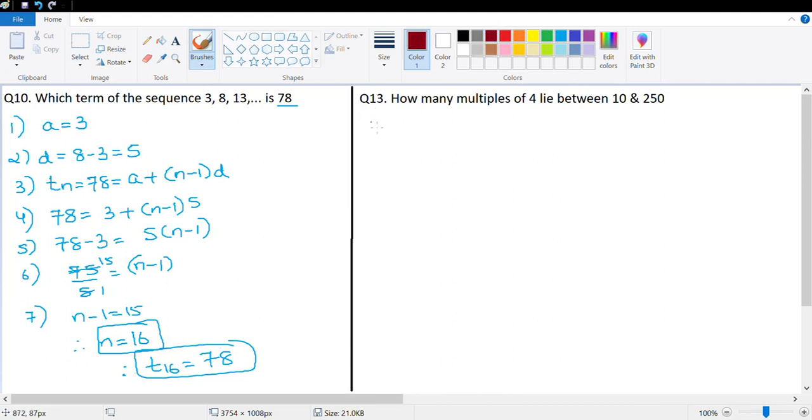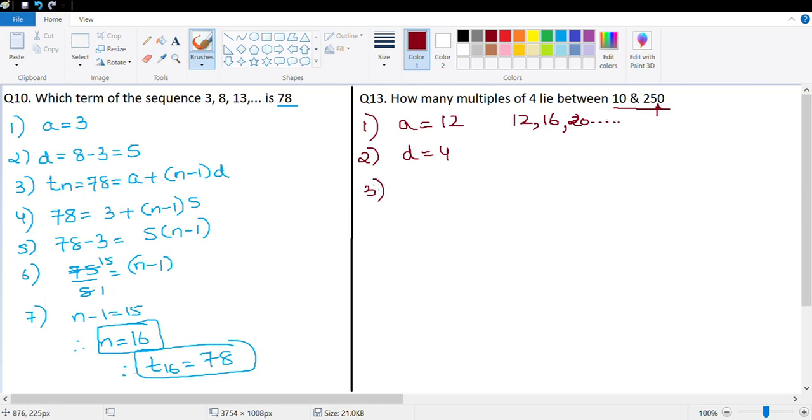That brings me to question number 13. It says how many multiples of 4 lie between 10 and 250? So again, this is an AP. A, the first multiple after 10 which is divisible by 4, that's 4 into 3, 12. The common difference is basically 4. We're basically looking at an AP which is 12, 16, 20, and so on. We need to figure out the last term of this AP.